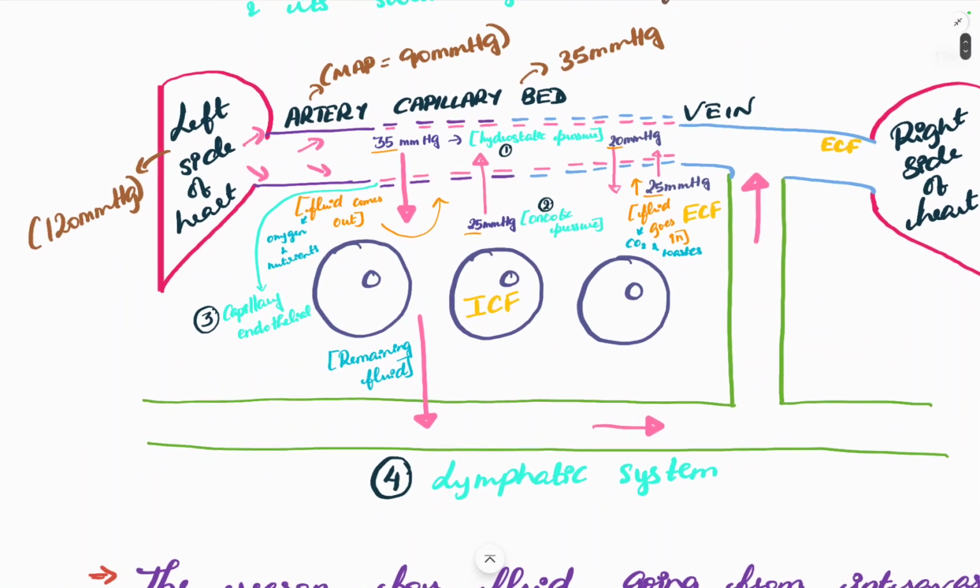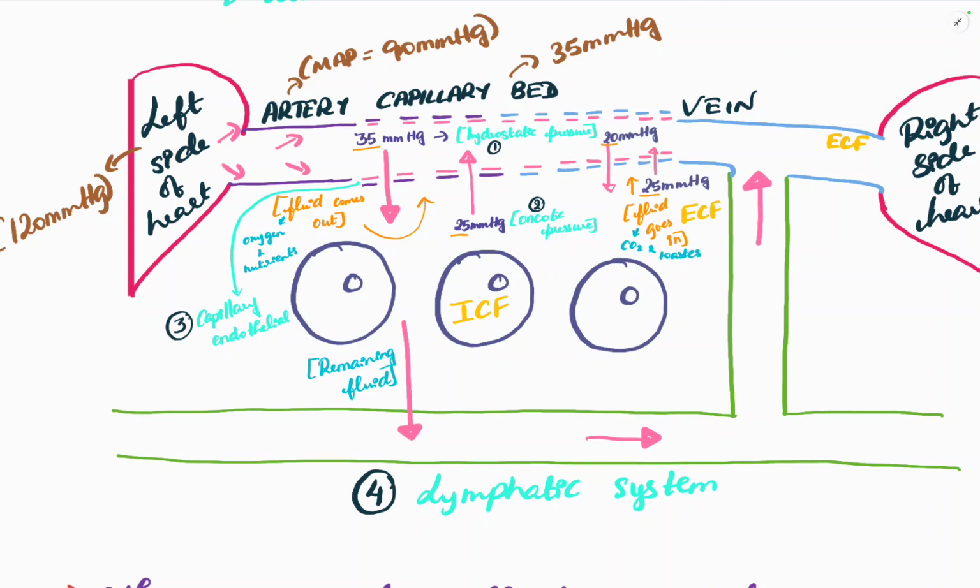So there's this diagrammatic representation of the whole setup. Basically this is the left side of the heart and this is the right side of the heart. The left side of the heart produces about 120 millimeters of mercury pressure, whereas in the artery, the mean arterial pressure is about 90 millimeters of mercury. All this pressure that is generated is basically going to push blood. So finally, when it comes to the arterial side of the capillary, we've divided the capillary here into the arterial side and the venous side. In the arterial side of the capillary, the pressure that is generated is going to be 35 millimeters of mercury, which is the hydrostatic pressure. So what will this hydrostatic pressure do? It will push fluids into the interstitium.